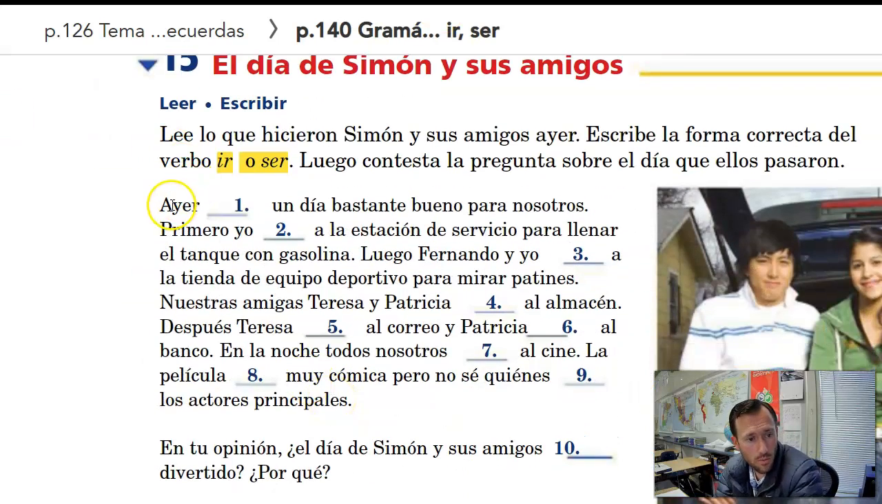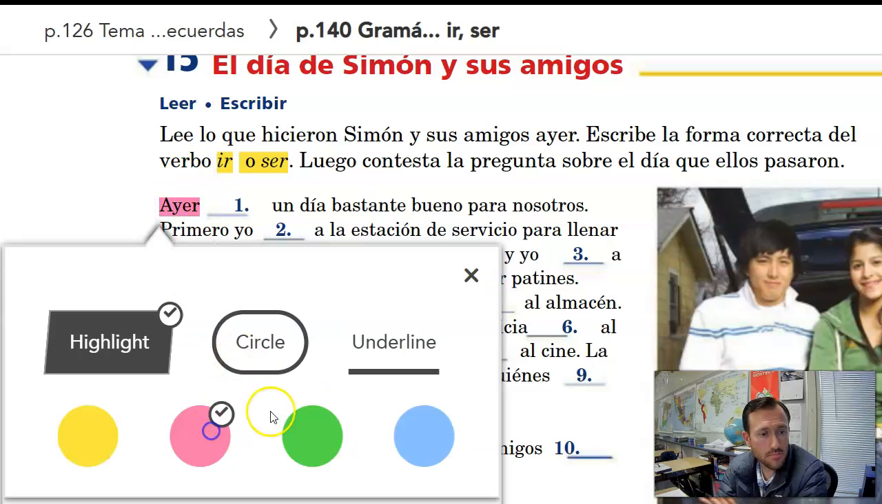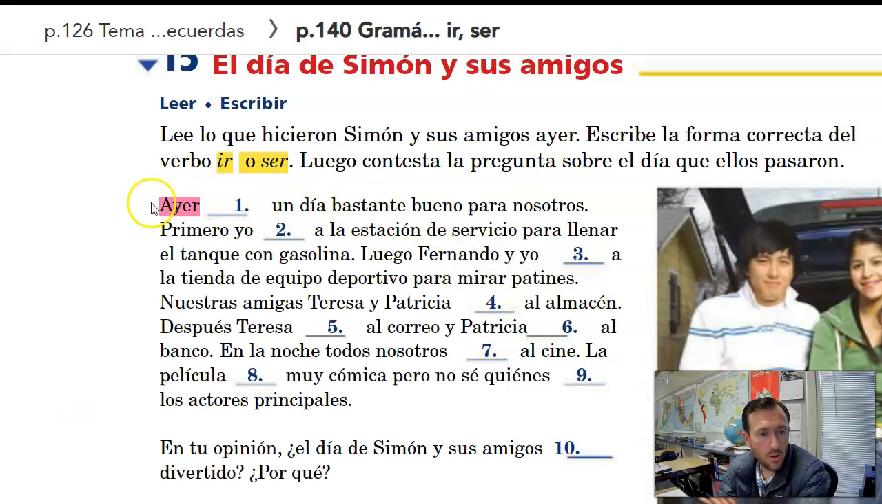So if we take a look at number 1, ayer fue un día bastante bueno para nosotros. Fue, because you're talking about yesterday. And the clue here to know that this is the verb ser would be bueno. Bueno is a descriptive adjective, means good. Descriptive adjectives are always going to be used with the verb ser. Correct answer again was fue.